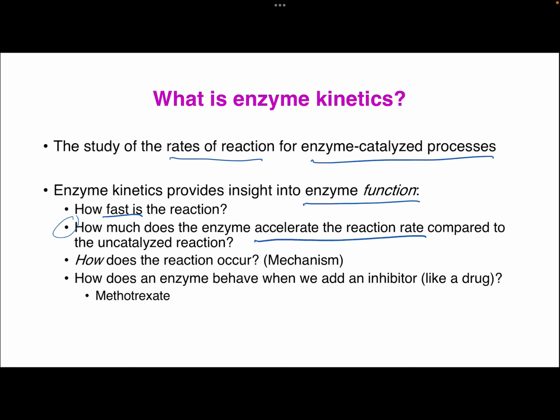We can also think about how does the reaction occur? So now we're thinking about mechanism. And this is really useful if we have two possibilities for how an enzyme might work, but we're not sure which one, then we can do a kinetics experiment. And if one of those possibilities is not consistent with the kinetics, then we know that that's not how the enzyme is functioning. All right, so it's very useful for ruling out potential mechanisms. We can also ask questions like, how does this enzyme behave when we add an inhibitor? We're going to talk a lot about that on Monday.